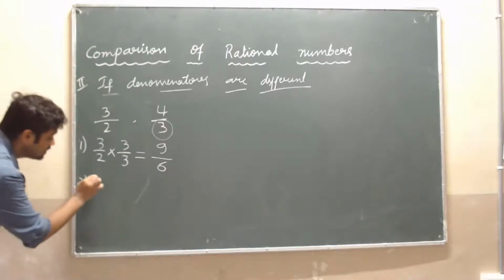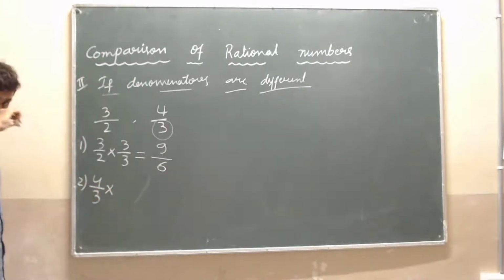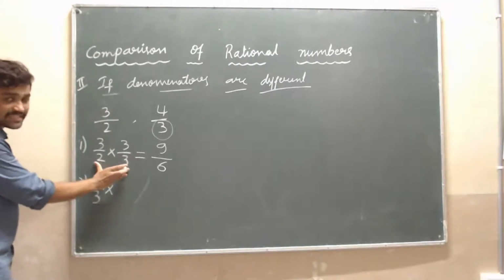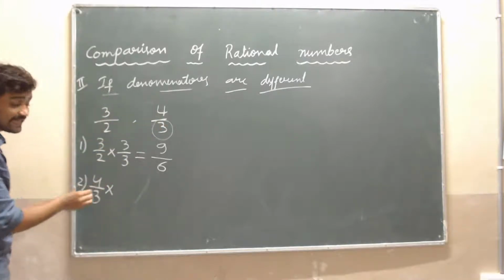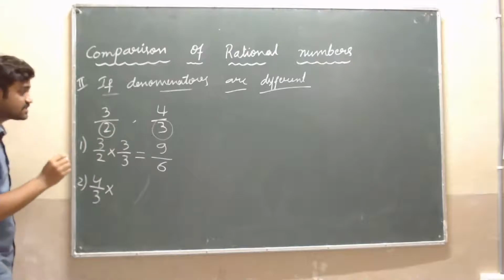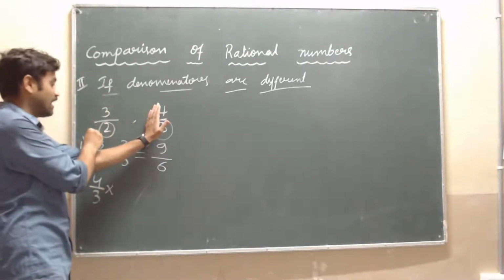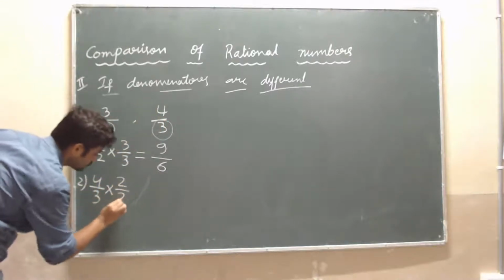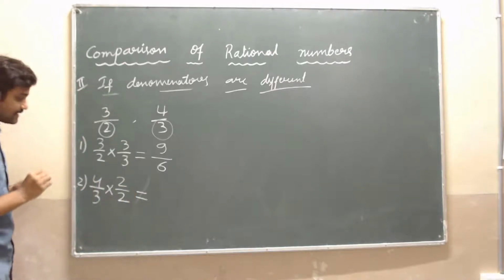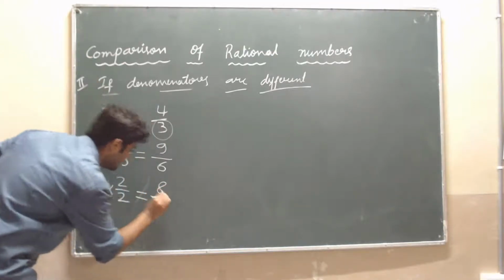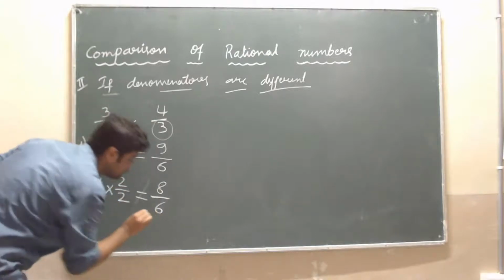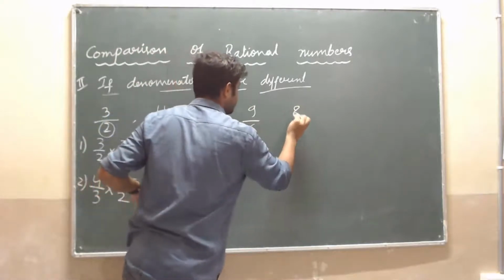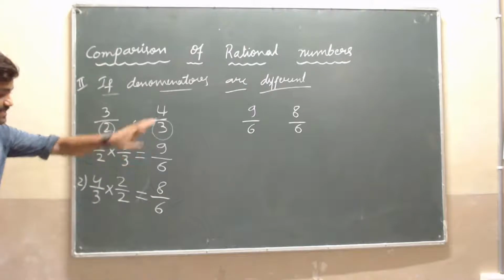Then the second number we have is 4 by 3. Why, sir? So that the denominator should be the same for comparing. Here we have to multiply and divide by 2, that is, the denominator of the other number: 2 by 2. Then see, 4 2s are 8 and 3 2s are 6. I will write these numbers: 9 by 6 and 8 by 6.